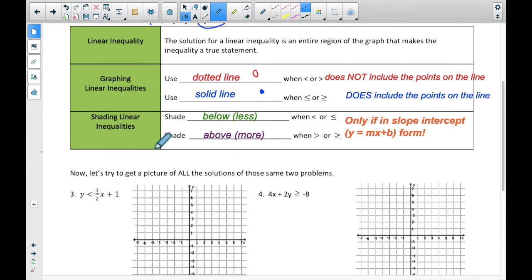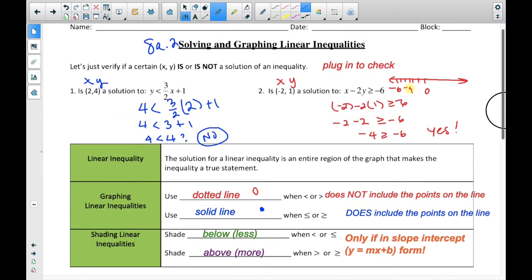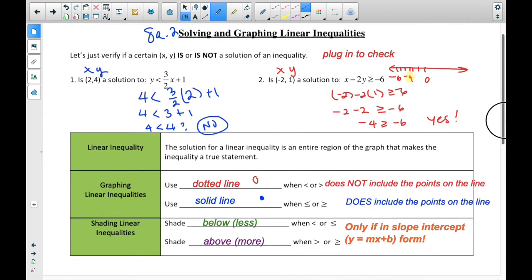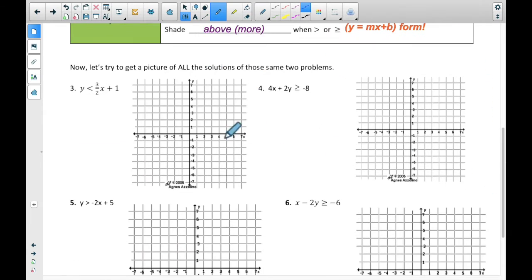Okay, so let's try to pull some of this together. This says let's try to take a picture of all the solutions of these same two problems. So this problem, y is less than 3/2 x plus 1, was the same problem I had up here. And we decided that the point (2, 4) was not a solution because it was actually equal to. Let's investigate that a little bit, because there are an infinite number of solutions. Where are all of the solutions?